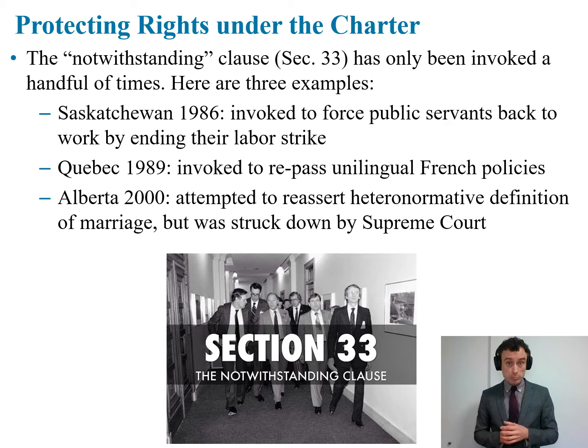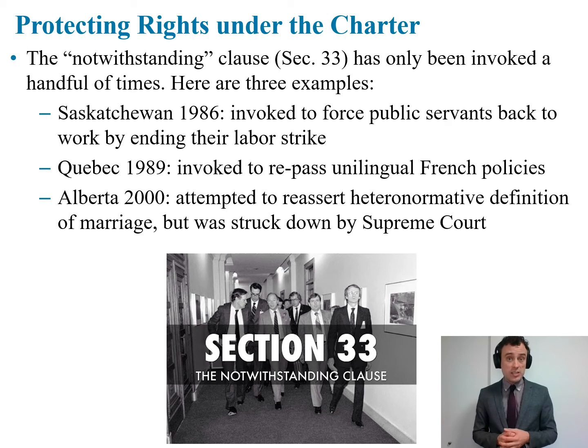Third, in Alberta in the year 2000, as a response to the growing acceptance, both in public opinion and also within the courts, of marriage equality, we saw Alberta attempt to reverse what was a growing trend of accepting marriage equality as unions not only between a man and a woman, but also between a man and a man, or a woman and a woman, or anybody of any gender.